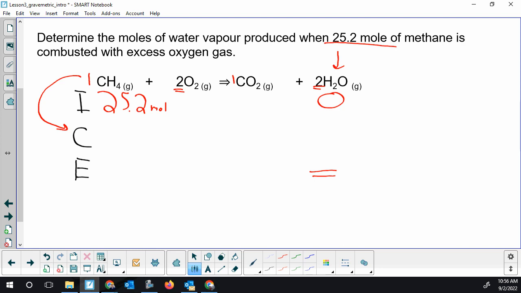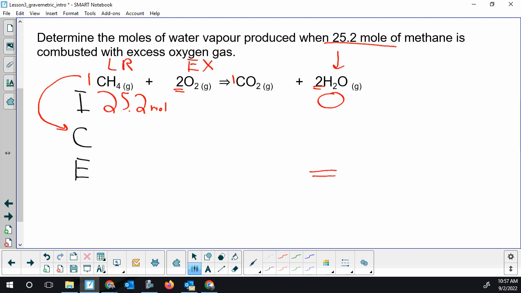So we can't do any of these ICE tables with mass. We have to use a count, and moles is the way we're going to count as chemists. So we have 25.2 moles. Okay. We're told it's combusted with excess oxygen. We don't know how much oxygen there is, but we know that's the excess reagent. So we're going to infer or deduce this must be the limiting reagent.